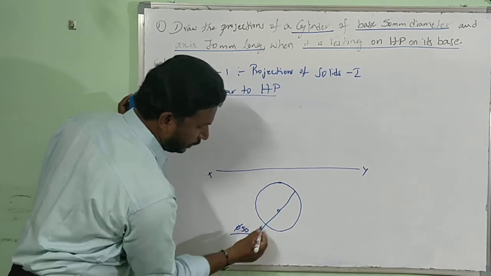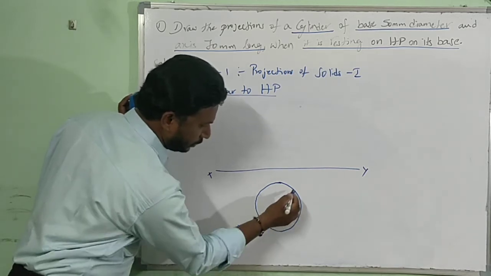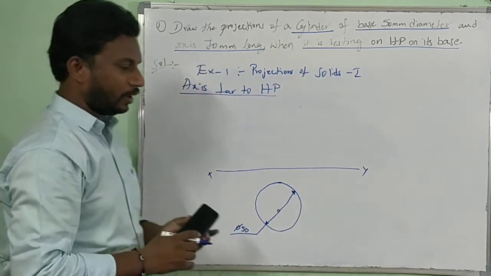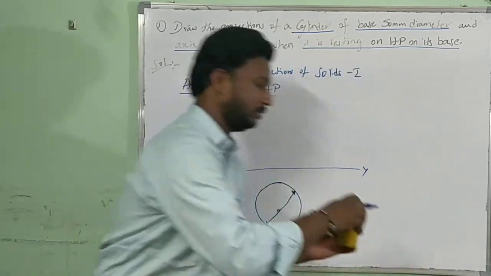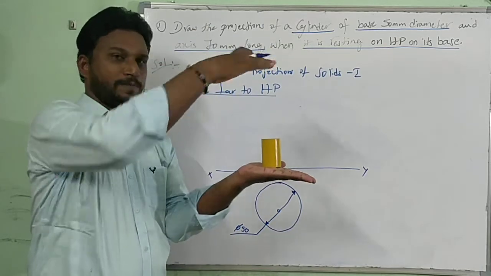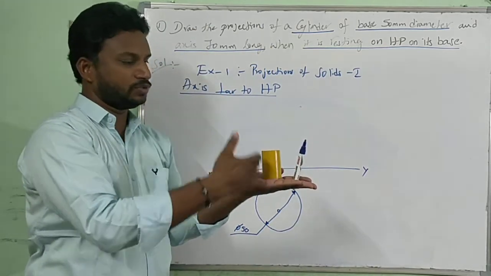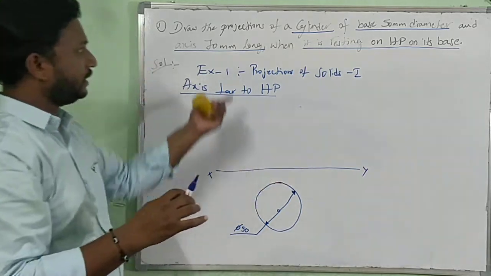Diameter 50, from here to here. The top view circle we have covered. Now the front view. What do we have to show in the front view? We are supposed to show it as a rectangle, of how much height? 70.